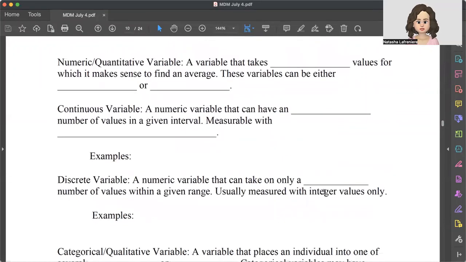A numeric variable is a variable that takes numerical values for which it makes sense to find an average. I need to type this out here. These variables can either be continuous or discrete.